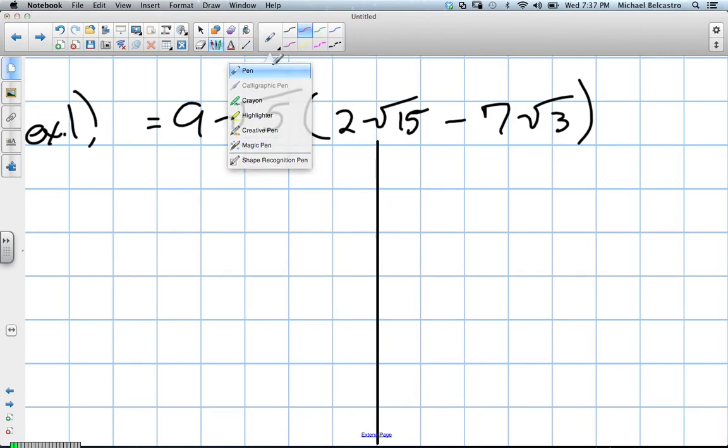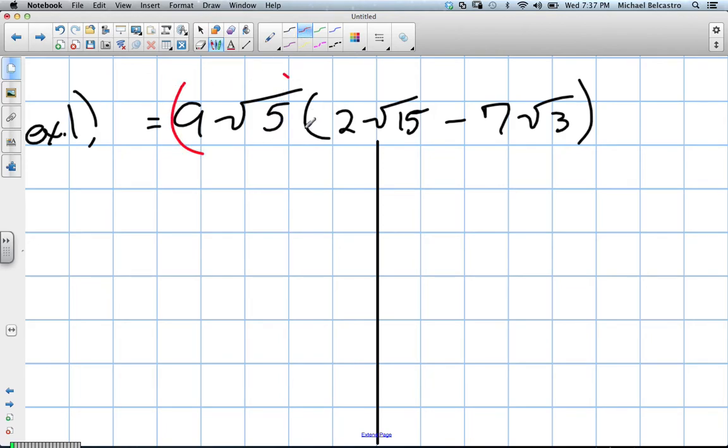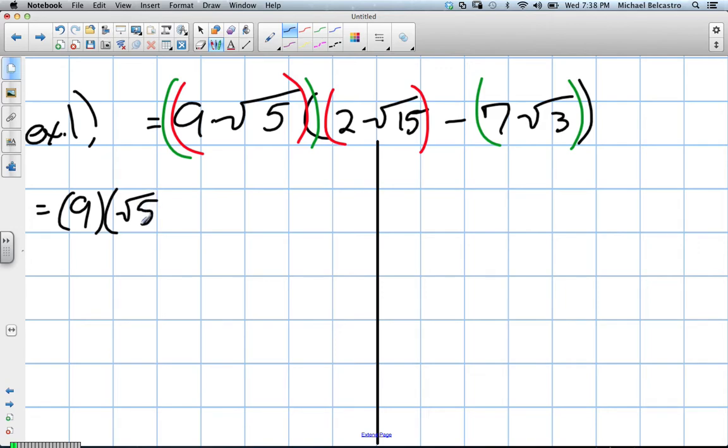And the first way, what I'm going to do is I'm going to take these terms, and I'm going to multiply 9 root 5 times 2 root 15, and then I'm going to do 9 root 5 times negative 7 root 3 with a minus in between, whichever way you want to look at it. So think of it like this. This now becomes 9 times root 5, times 2. It doesn't technically matter the order. It's called commutative property. Times root 15. Subtract 9.